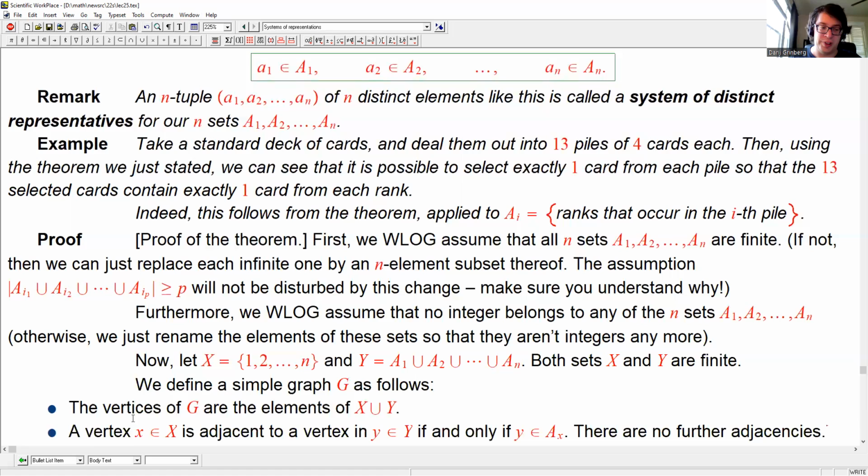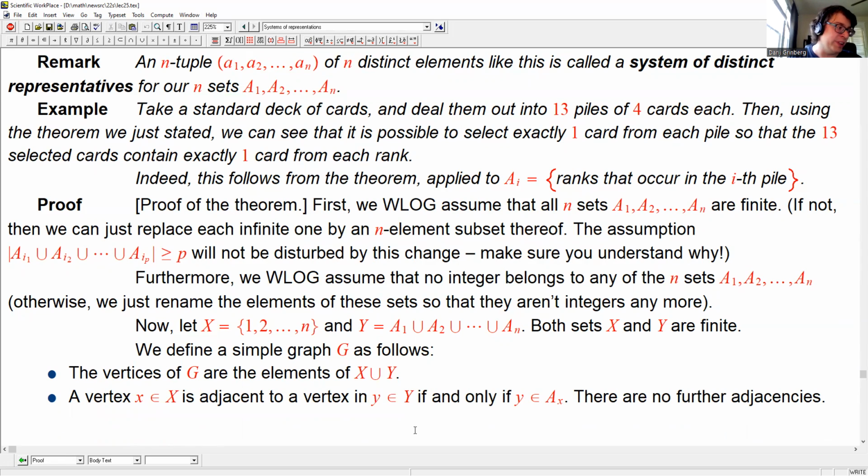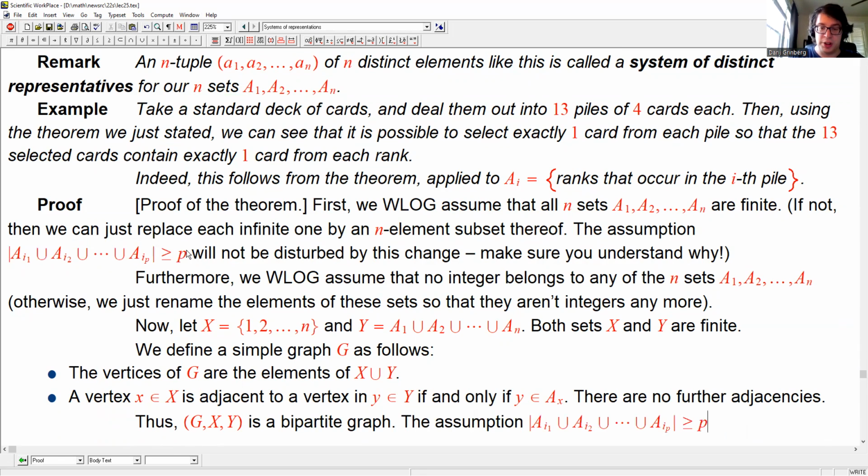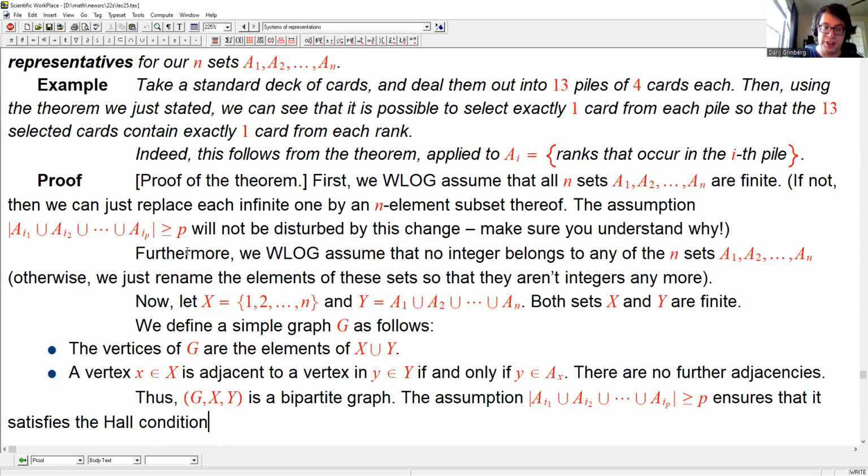In particular, no two vertices in X are adjacent to each other, and no two vertices in Y are adjacent to each other. So this is actually a bipartite graph. Furthermore, the assumption here ensures that it satisfies the Hall condition. This is something you should check. So I'm waiting 10 seconds, in which you should really check that this is the Hall condition.